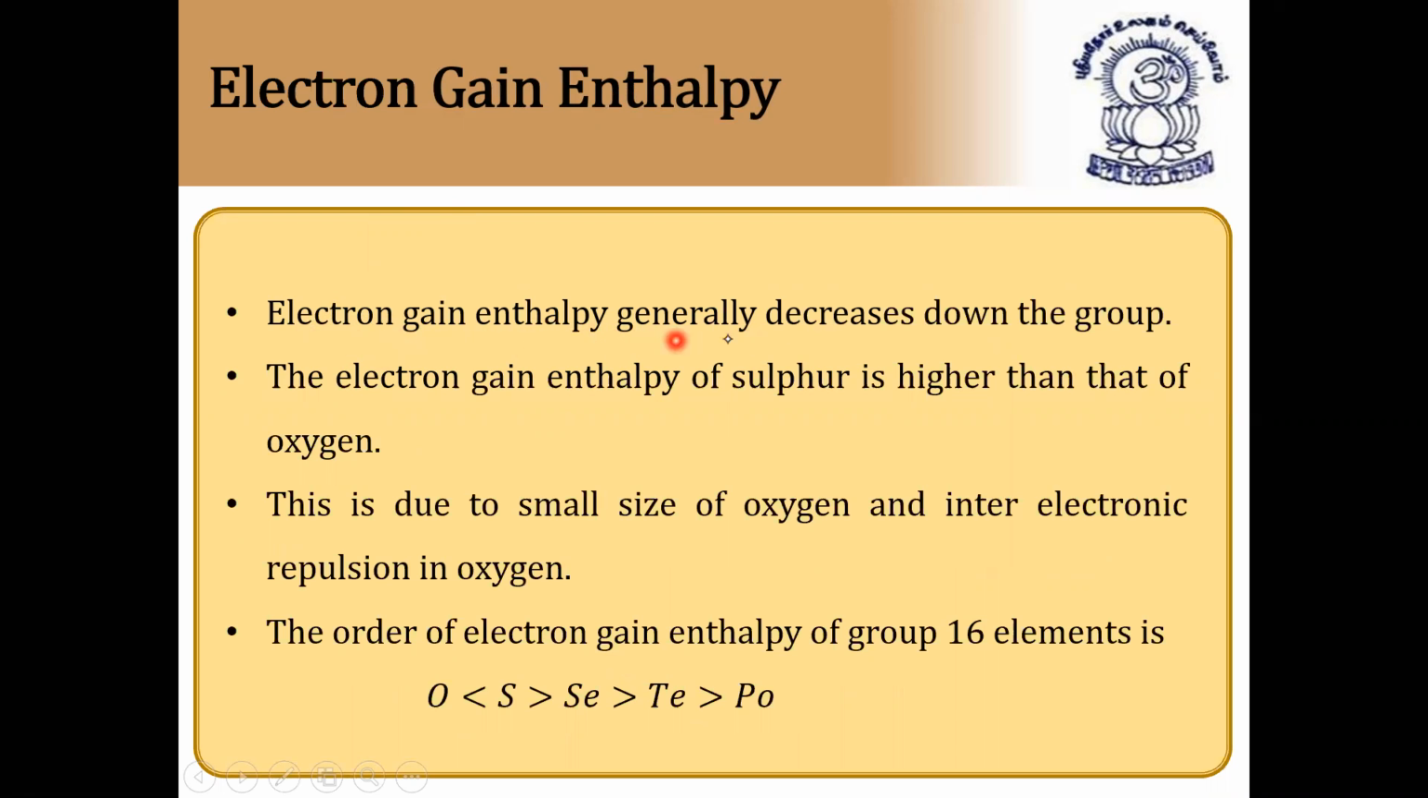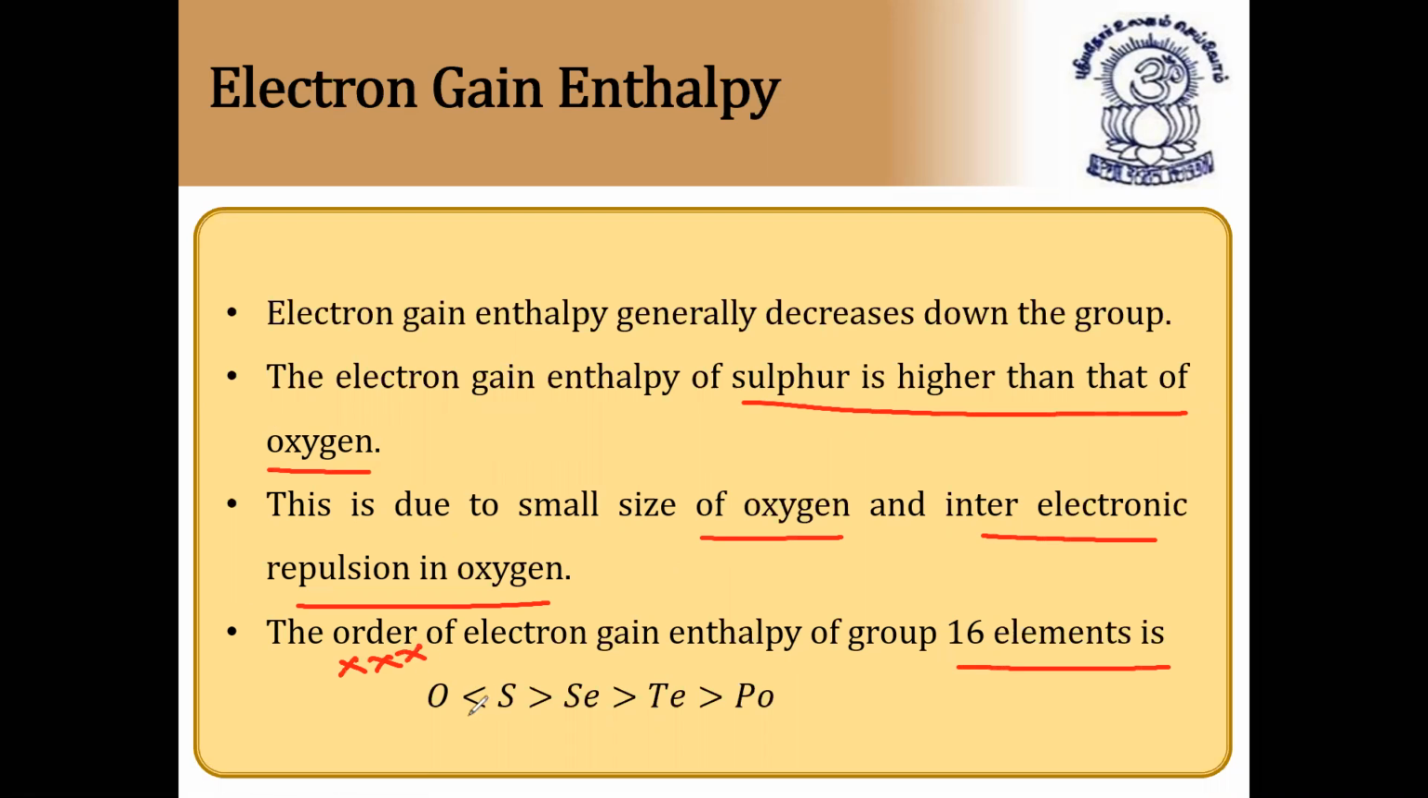So electron gain enthalpy generally decreases down the group because non-metals will have more electron gain enthalpy than metals. So the electron gain enthalpy of sulfur is higher than that of oxygen because it has an empty d orbital, so it can gain more electrons when compared to oxygen. This is due to the small size of oxygen and the inter-electronic repulsions in oxygen. So the order of electron gain enthalpy of group 16 is very important because it is changing the trend.